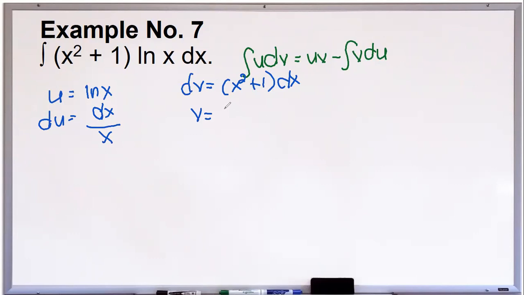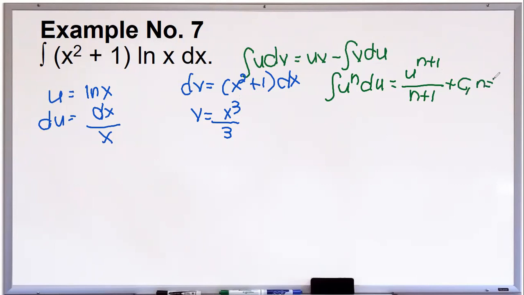Okay, so integrate natin separately. So this becomes x cubed over 3 by power formula for integration. So ano nga ulit yung power formula natin? Integral of u raised to n du, which is equal to u raised to n plus 1 over n plus 1 plus c, where n is not equal to what? Negative 1. Okay, so kaya siya naging x cubed over 3 plus x.